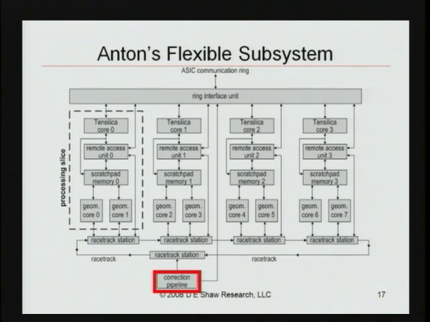And at the bottom we have a little strange box called a correction pipeline, which is a thing we use to back out parts of the pairwise calculation. That's when 2 particles are bonded, we actually don't want to calculate the non-bonded forces between them. But since the HTIS doesn't know what particles are bonded, it calculates them for all pairs. And then the correction pipeline is used on all particles that are bonded to recalculate those forces and subtract them off.